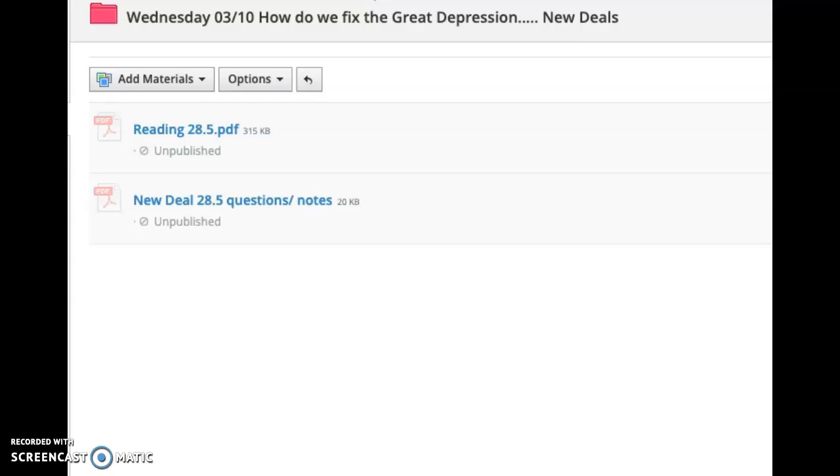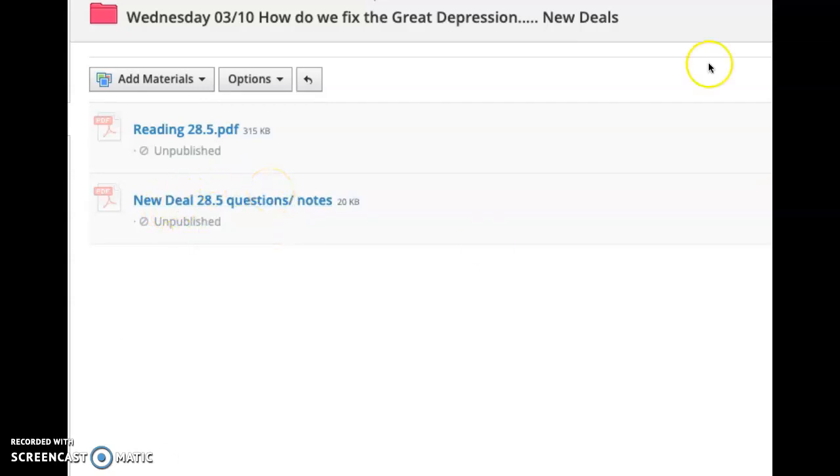So for today's learning work, you can see in today's folder, Wednesday 3/10, it was a plan to basically fix the Great Depression using the New Deal. So you're going to open up this reading for 28.5, which is readings on the New Deal. So I'm going to add New Deal reading to this. And then you're going to open up this set of questions right here.